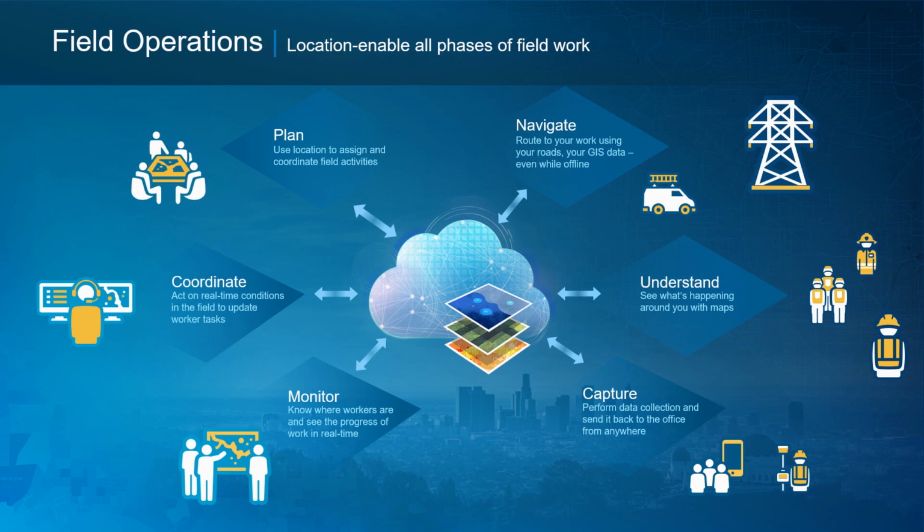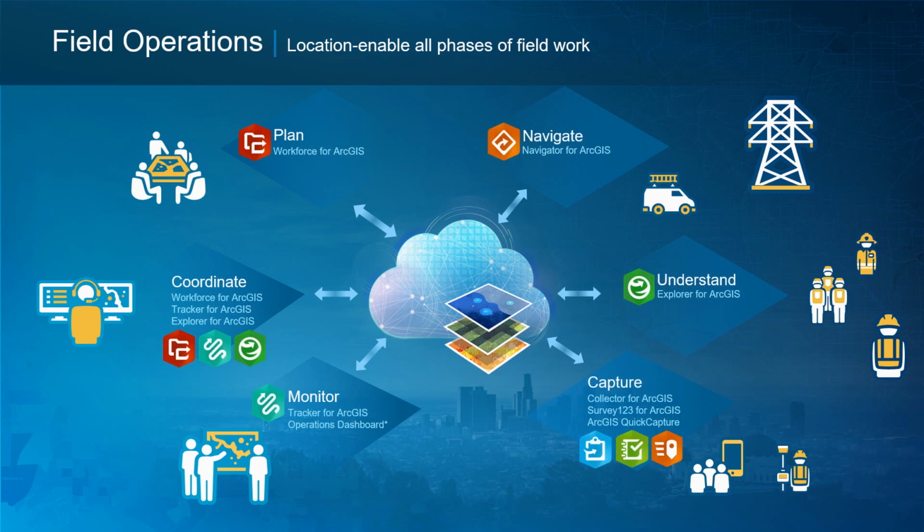And then between the monitoring and the planning phase, you might want to coordinate with your field workers. Based on something that has happened since they went out into the field, you may want to assign new work to them or pass them information that they didn't have when they left. And so that's really about coordinating. So the Field Operations Suite can help you do all of those things using location and using ArcGIS as the backbone of everything that's going on.